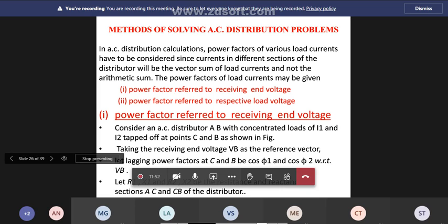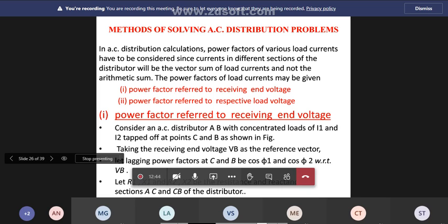Therefore, the loads tapped off from the distributors are generally at different power factors. One consumer may consume more power at that time, so their house will operate with one type of power factor, whereas another consumer has another, so every consumer has its own power factor. In AC distribution calculations, the power factor of various load currents may be considered in different manners.